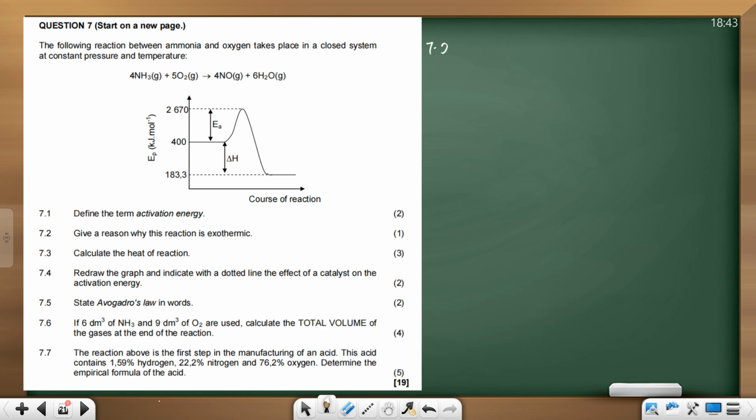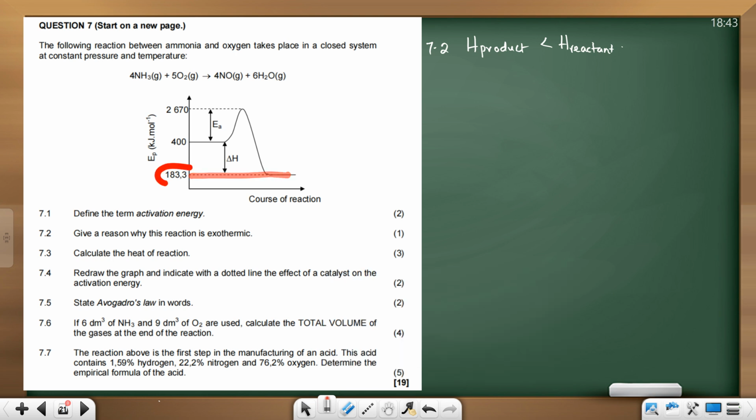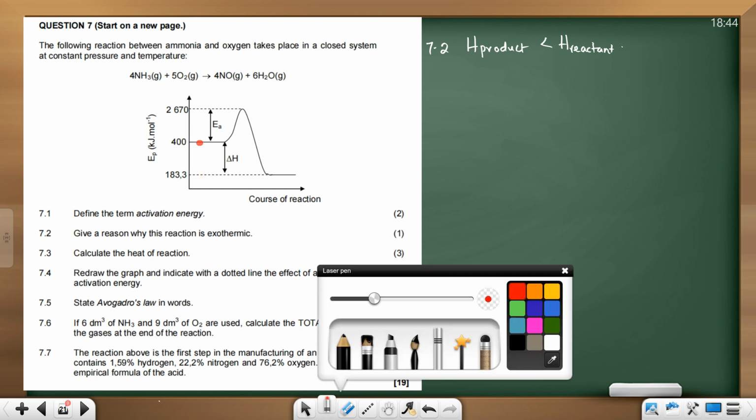So 7.2, I would say the heat of product is less than the heat of what? Somebody doesn't even understand what I mean by it's less than. Please check. What is the heat of product? 183.3. What is the heat of reactant? 400. That's what we mean, because when I say heat of product minus heat of reactant, I'll get a negative one.